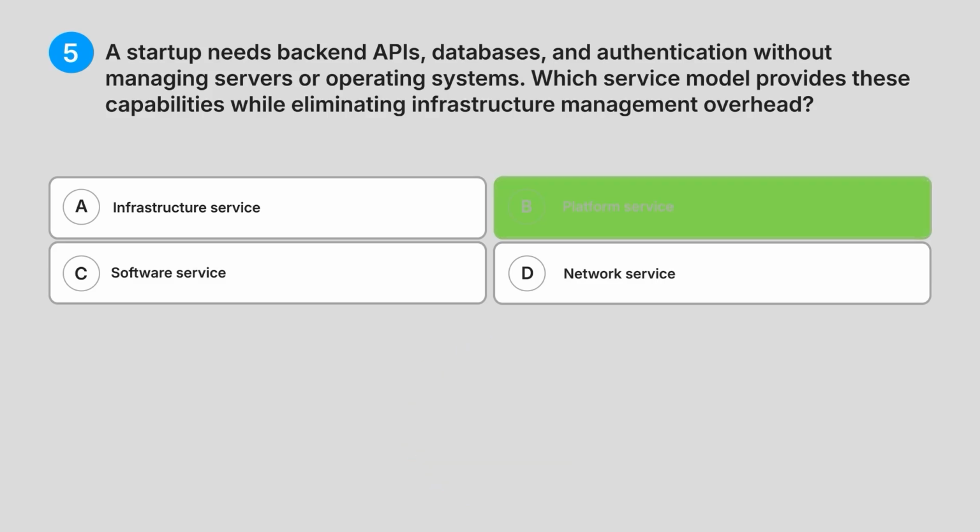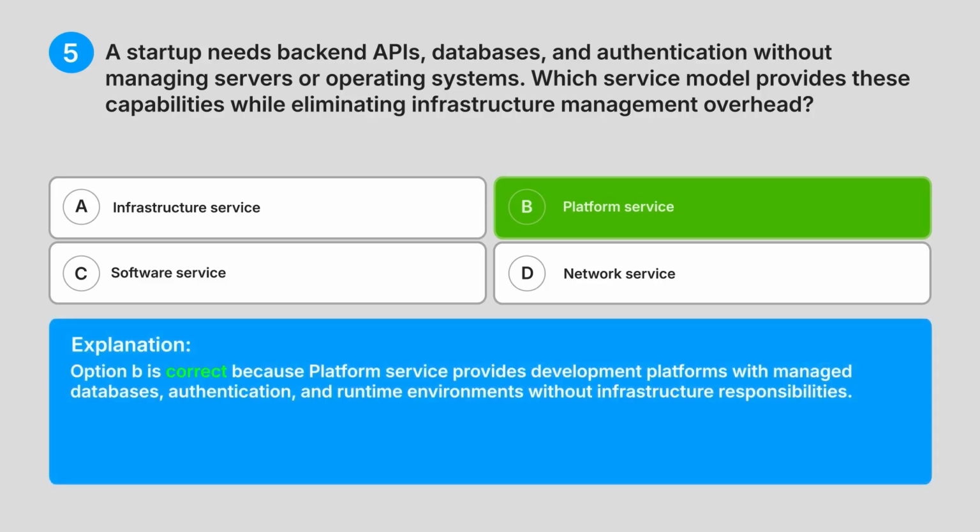Correct answer, B. Platform service. Explanation: option B is correct because platform service provides development platforms with managed databases, authentication, and runtime environments without infrastructure responsibilities.